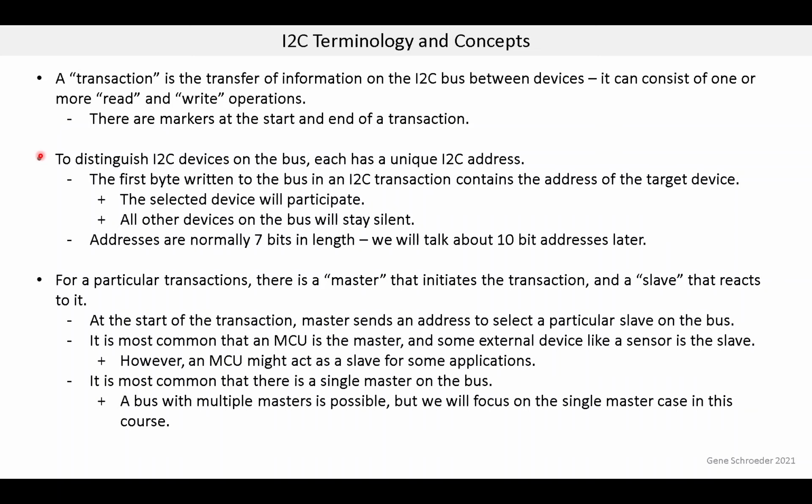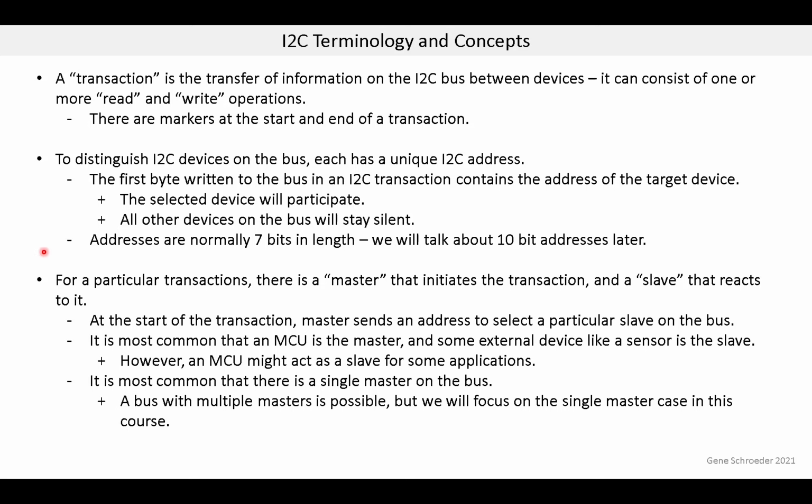Because multiple I2C devices can be connected to the same bus, there must be a way for devices to identify each other. This is done via an address. Each device on a bus must have its own unique address. The way this works is that the first byte written to the bus in an I2C transaction contains the address of the target device. So the selected target device will participate and all of the other devices on the bus will stay silent. Now, addresses are normally 7 bits in length. We will talk about 10-bit addresses later.